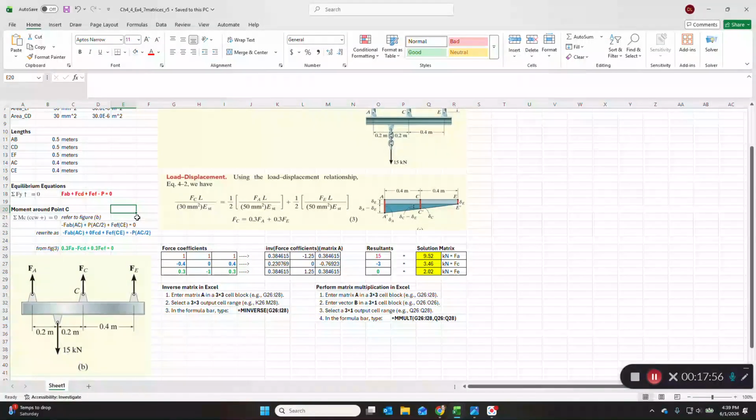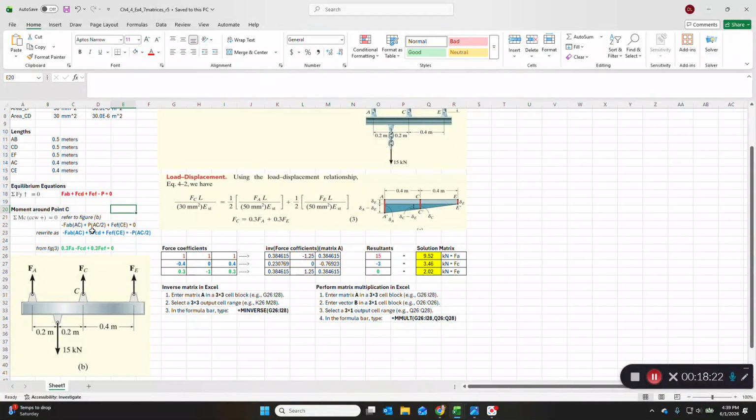For the rest of the problem, we need to sum moments around C. So summing moments around C, we're referring to this figure B down here. So we have FAB, right? It's going to create a clockwise moment around C times the arm from C to FA, and that distance would be AC, so that's 0.4 meters.